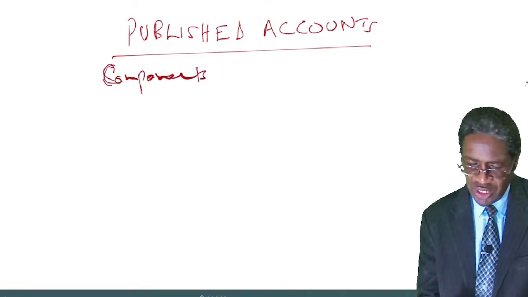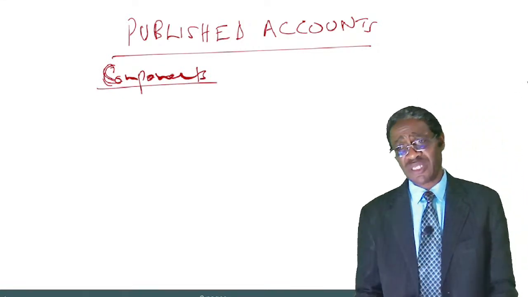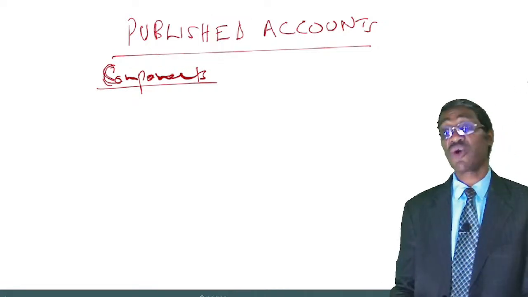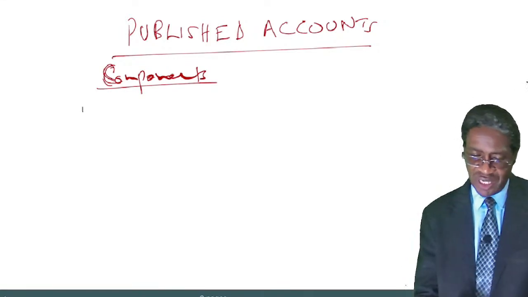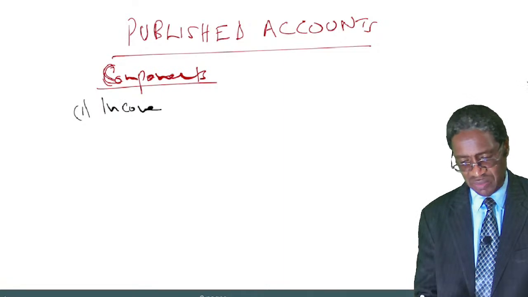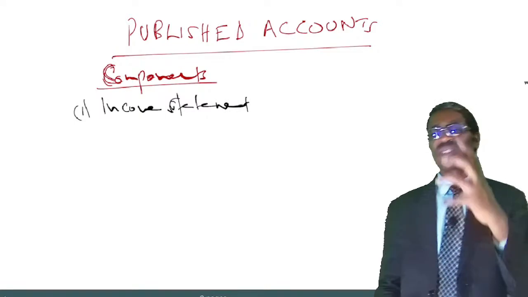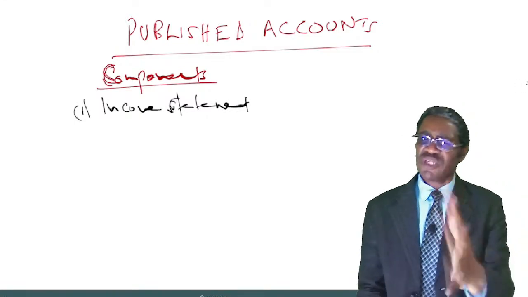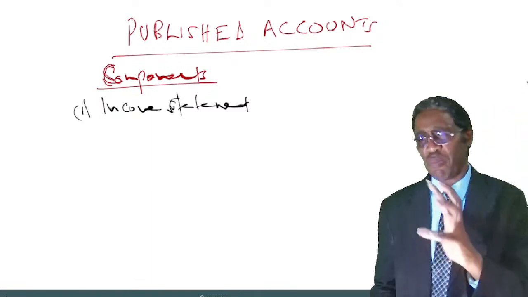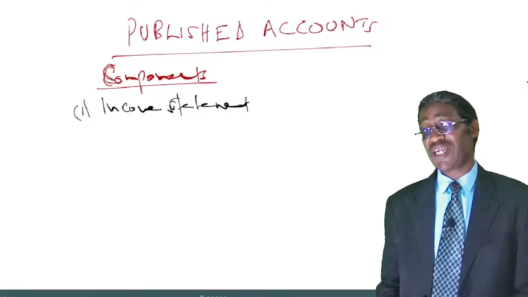Which means we want to discuss the components of a complete set of financial statements. What are the components? Because you have also been asked before. One of the things that you as a company should include in your complete set of financial statements is, one, the income statement of your company. Some questions will call it statement of profit or loss, some will call it statement of comprehensive income, but that is what we are saying should be included.